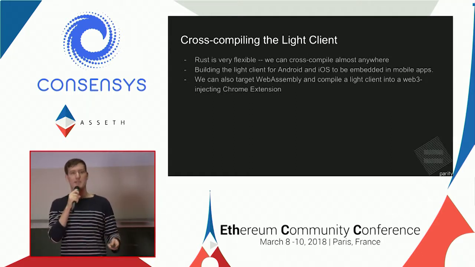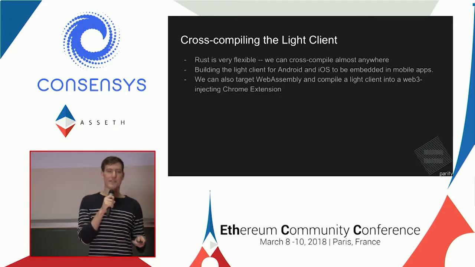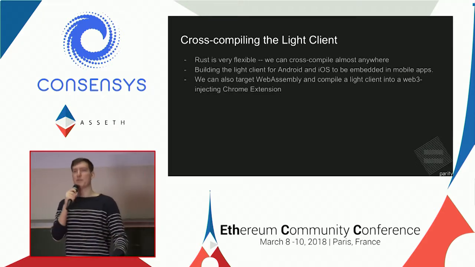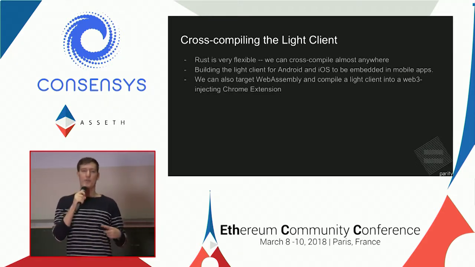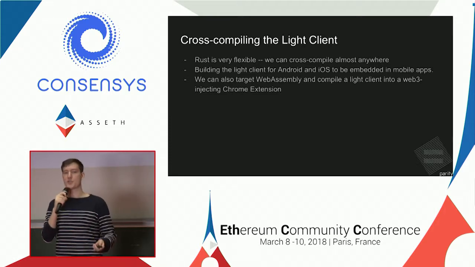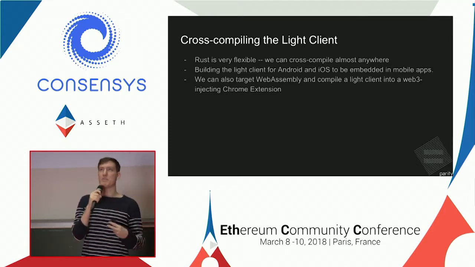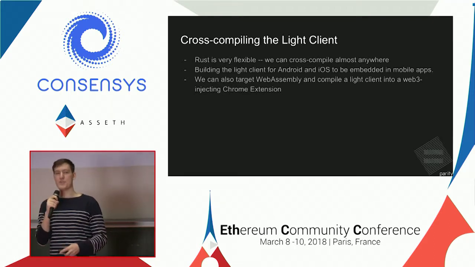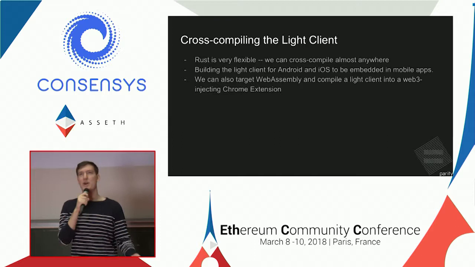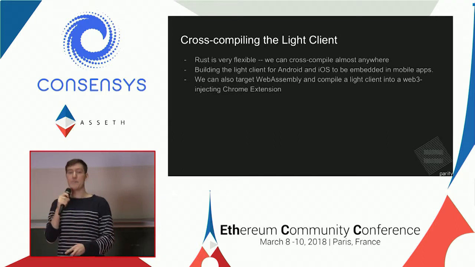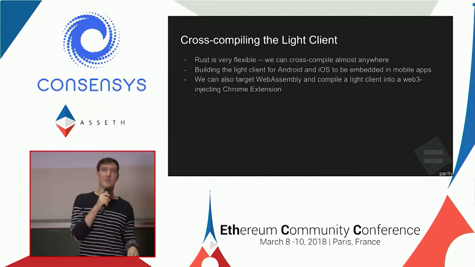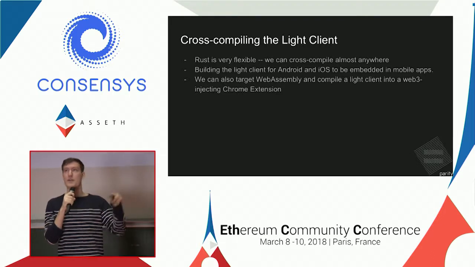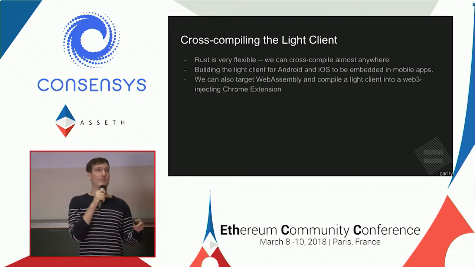So our idea for how people can use this light client is actually very flexible because we've written it in Rust. And Rust is very flexible in terms of where we can compile and deploy it to. So right now we're building the light client for Android and iOS. It can be embedded in mobile apps. But one thing we're actually thinking of is to take the light client and compile it down to WebAssembly, and then embed that in a Chrome extension, which can give a Web3 JS instance to any web pages.